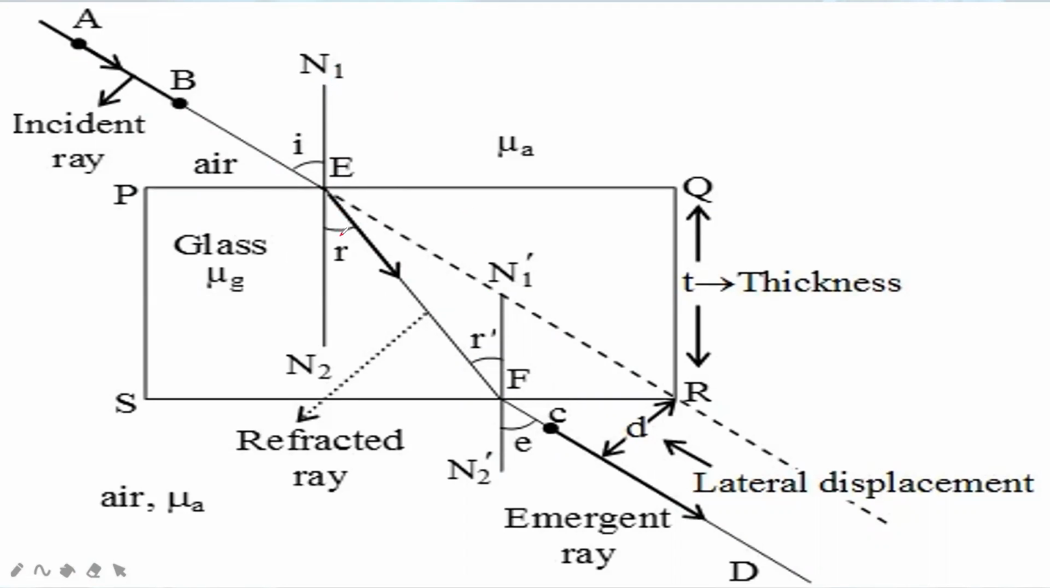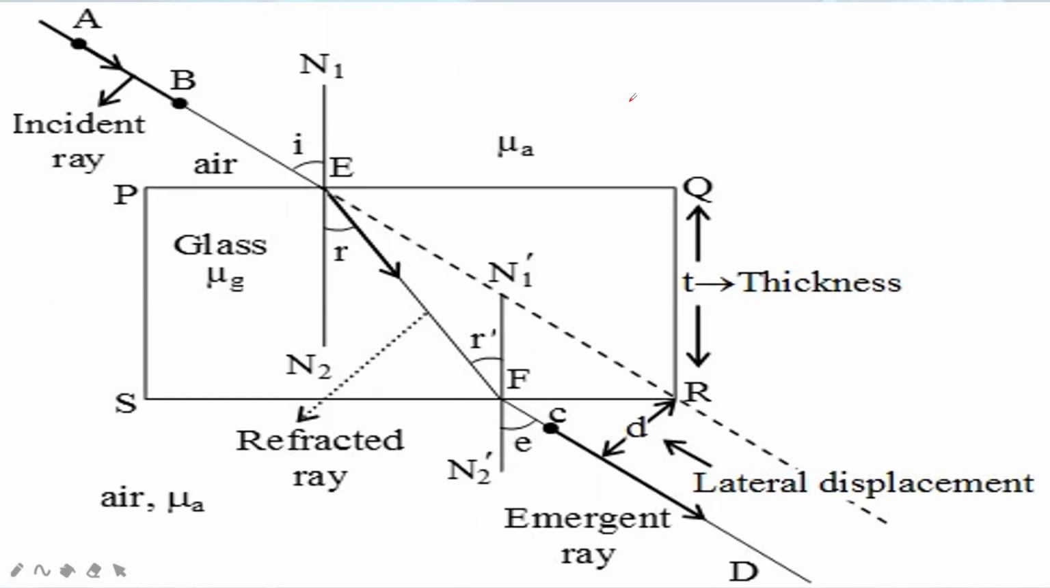One perpendicular will be N1 and N2, that is the normal. Another perpendicular is N1 dash and N2 dash. So you have drawn everything. Now let me tell you what all things are present here. This is the first medium, that is air. This is the second medium, that is glass. Again, this is the first medium, that is air.